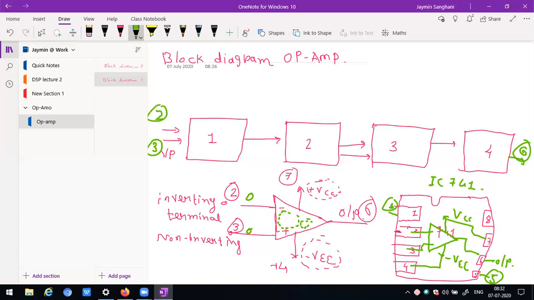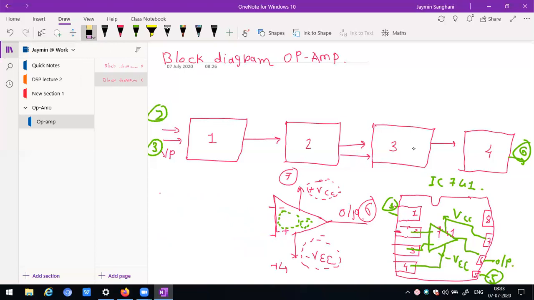So based on that, the block diagram of the entire operational amplifier can be identified with the help of 1, 2, 3, 4. What is the meaning of 1, 2, 3, 4? That I will explain here. So this is the basic fundamental concept related to operational amplifier.